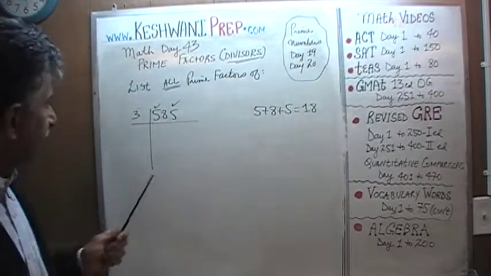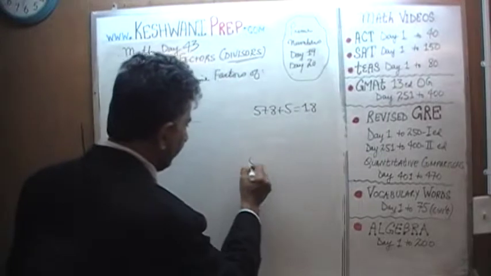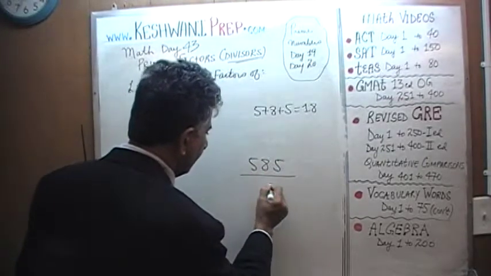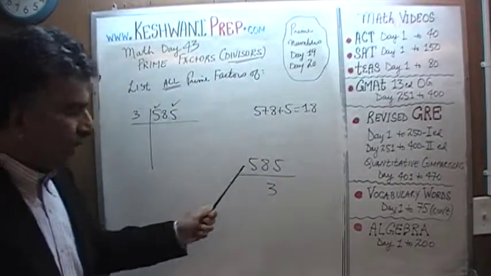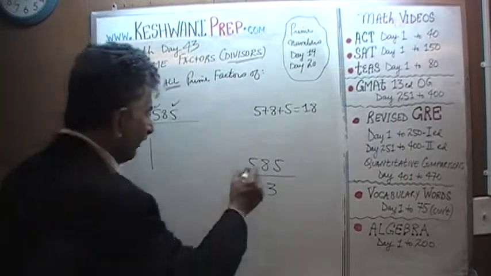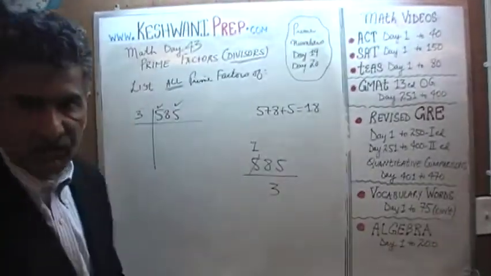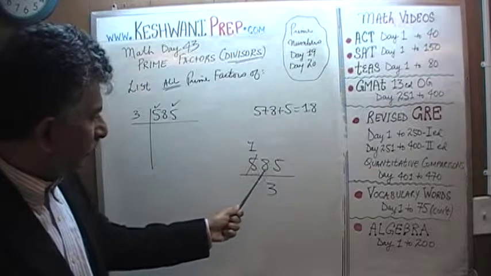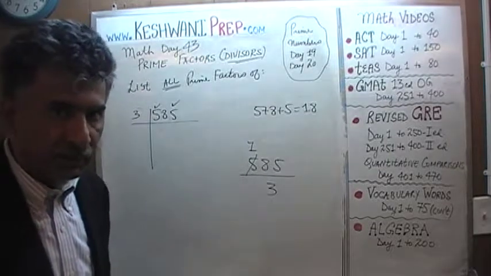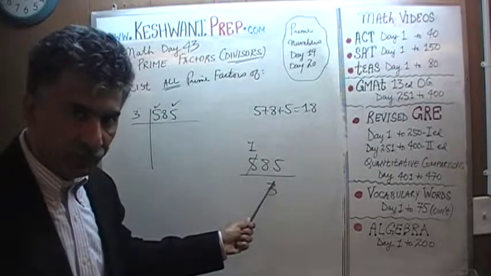Let's start, shall we? And if it makes it easier, I can do it here for you. If it makes it easier for you, we divide by 3. How many 3's does 5 have? 5 has 1 3. The remaining 2 goes and joins the 8, becomes 28. This is also something we have learned.